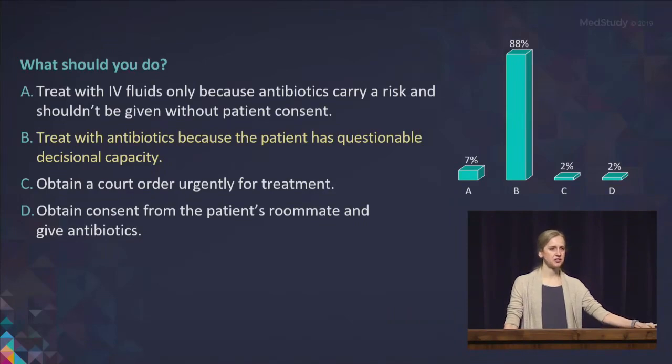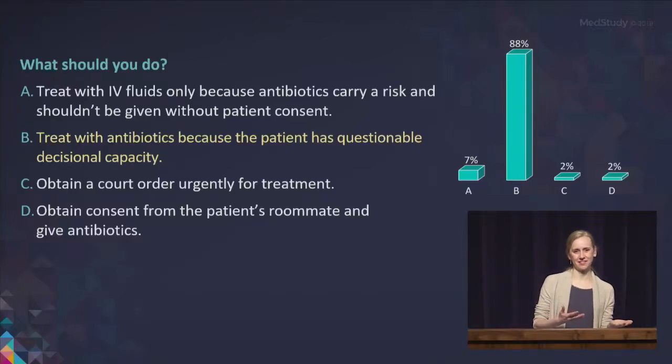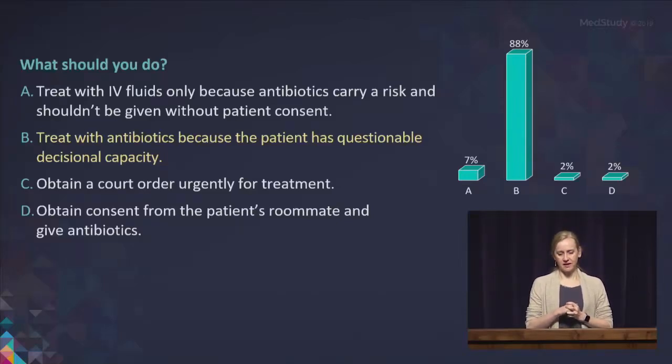Good, exactly. So she has questionable decision-making capacity. She's not able to repeat back to you why she thinks that she wants to refuse the help of these antibiotics in the context of her meningitis. And also it doesn't make any sense why she agreed to the lumbar puncture but not the antibiotics. It suggests she doesn't understand what's going on. So in an emergency, we would treat her with antibiotics.